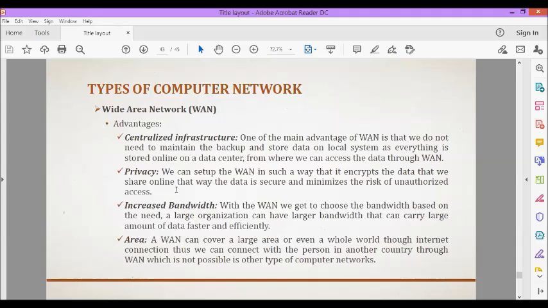We have increased bandwidth. With a wide area network, we get to choose the bandwidth based on the need. Large organizations can have larger bandwidth that can carry a large amount of data transfer efficiently. Next, we have area. A WAN can cover a large area or even the whole world through the internet connection. Thus, we can connect with a person in another country through a WAN, which is not possible in other types of computer networks.